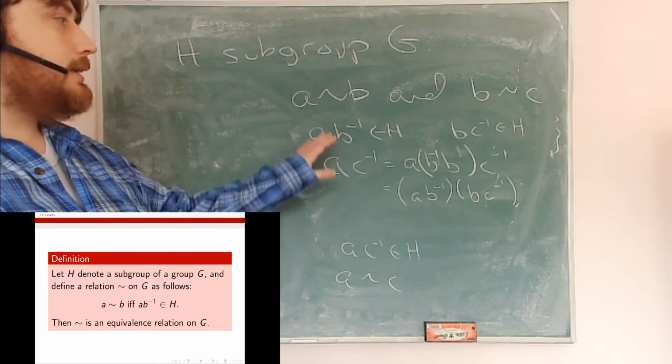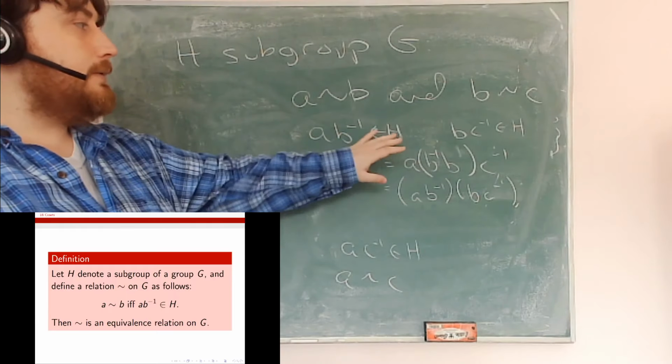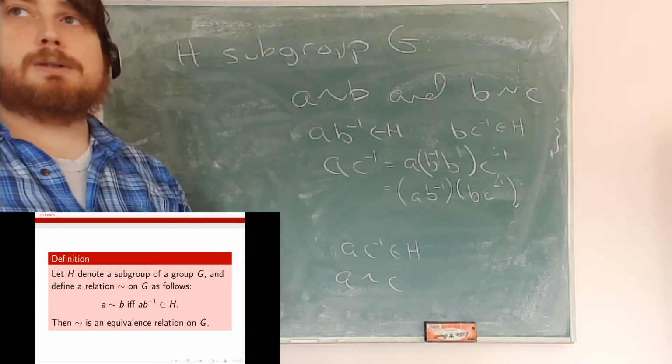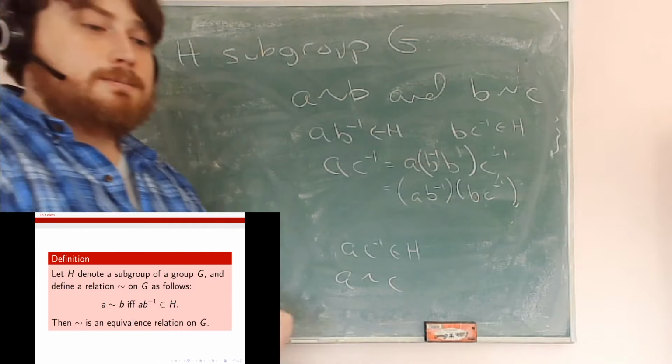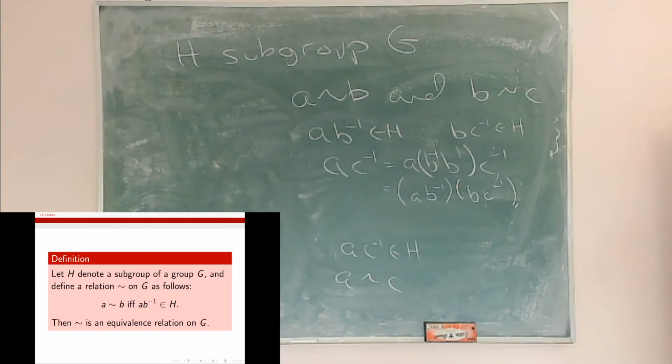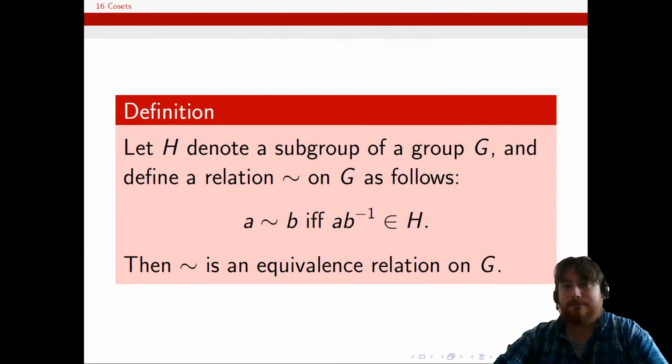So what we get is that A is related to B if AB inverse is in H is indeed an equivalence relation. Does that make sense? All right, very good.